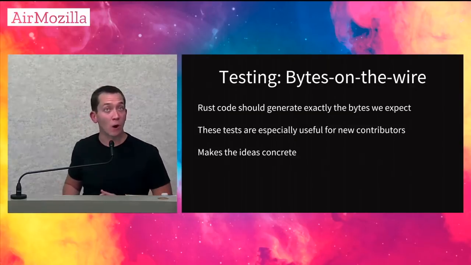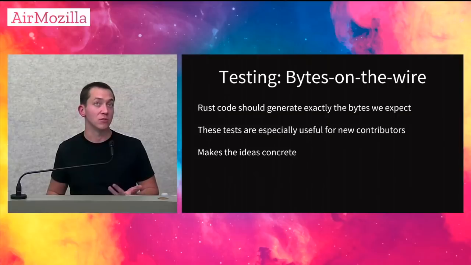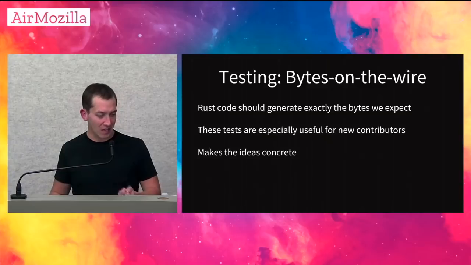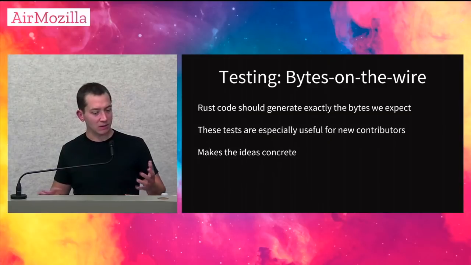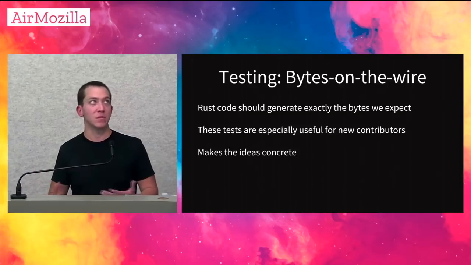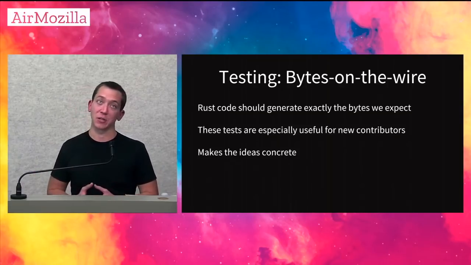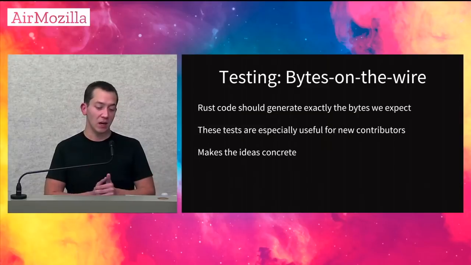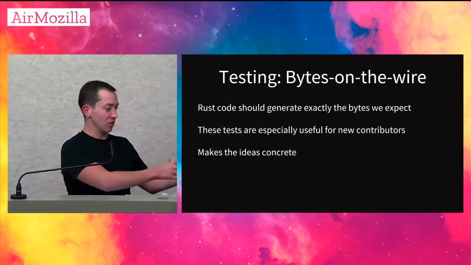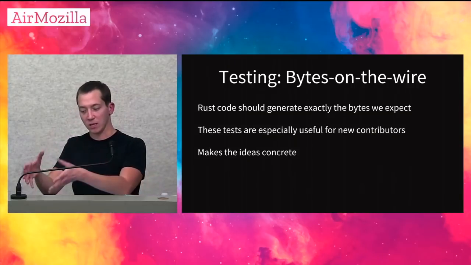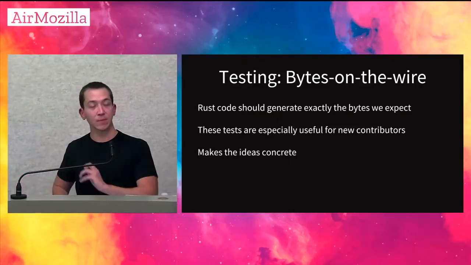The next test, bytes-on-the-wire. So Rust code should generate exactly the bytes we expect. There's technically a little flexibility in how the different ports can create data, but we try to stick to the common ways that it's been done before, for maximum bug-avoidance, being able to sleep well at night that you don't have bugs in your code. And also, these tests are really good for new contributors because you can see concretely what the byte layout is on the wire format and kind of bridge the gap between the schema, the generated code, the runtime library, and then finally what is on the wire, what's on disk, what's in RAM.